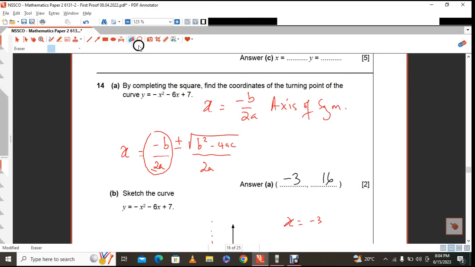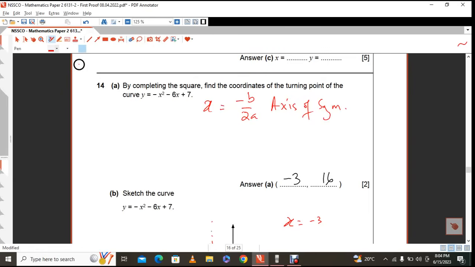So I don't want to be too technical, but let's use that formula so that maybe you can use that instead. But of course, you have to show the formula or the completing the square. Our a is here, which is negative 1. Our b is here, which is negative 6. That is 6 divided by negative 2, which gives you negative 3.